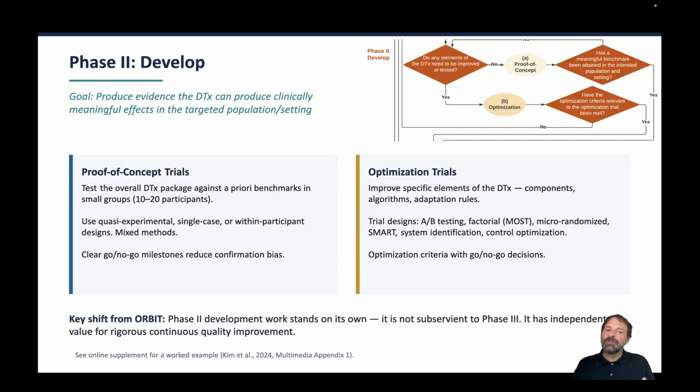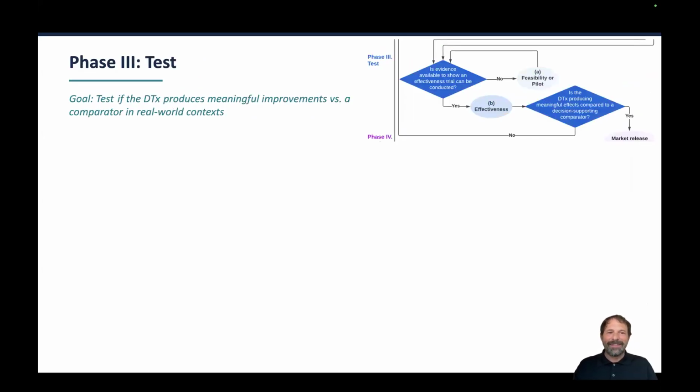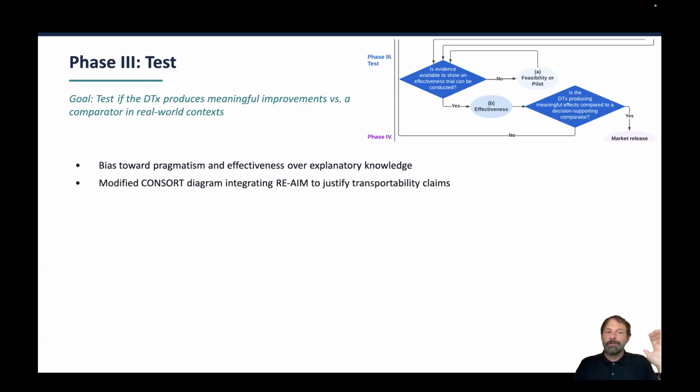But with that said, let's say you do want to extend it out, right? This is where you actually try to test, is this really meaningful in the real world? And so the goal here is that we bias towards pragmatism and effectiveness over explanatory knowledge. We particularly invite you to use the modified CONSORT diagram of RE-AIM, which is basically asking you to really carefully define your transportability or generalization claims.